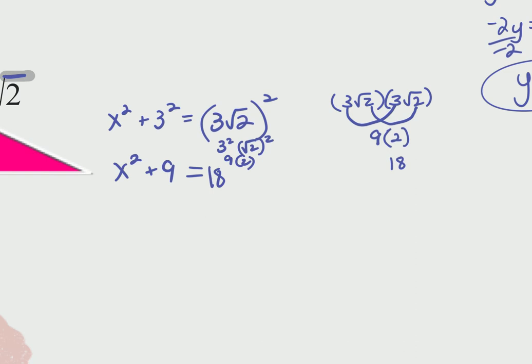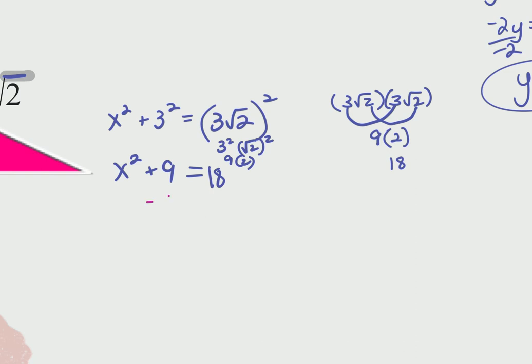Why is it times 2 again? Because root 2 times root 2 is just 2. Any root times itself, you eliminate the square root. You just don't have to do that step. Any root times itself is just what's underneath. It would just be 3 squared times 2. Then turning it back to the original.